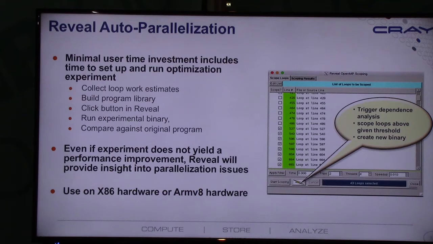So the next thing that we did, in addition to helping the user build directives, scoping loops, and doing the dependence analysis on loops in a batch environment, is to take it one step further. We also did an auto-parallelization. So what we did with this particular case is the user does the exact same thing as before. They collect their loop work estimates. They build their program, and they launch Reveal.